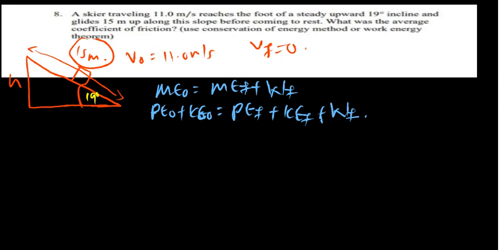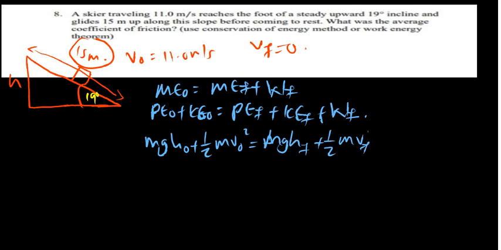So the formula doesn't change, it is mgh, but which h? h initial, plus half mv, which v? Initial squared, has to be equal to mgh final plus half mv final squared plus the work done by the friction. What is that? It is Fr times d. Simple, right? Then from here, what do we do?